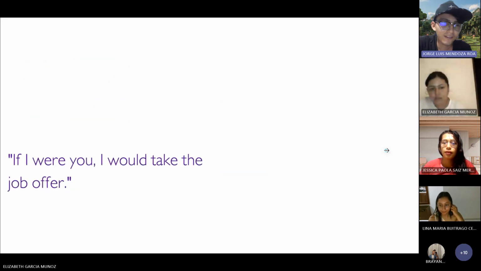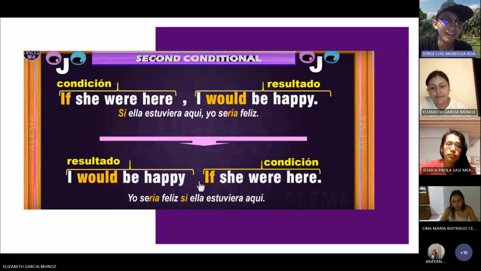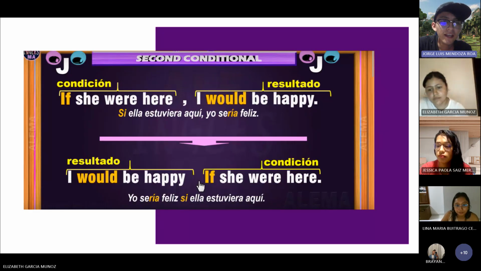Okay, here we have this other slide in which we have another thing that is important to know. We were speaking about the main structure, when we speak first with the condition and then the result. That is, if she were here, I would be happy. This is the normal way. But there is another way that we can use.